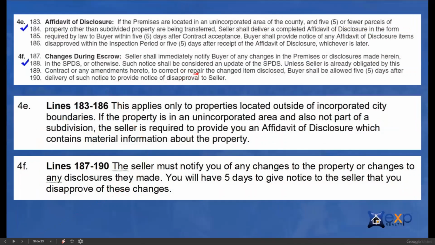Okay, the next section, 4E, is Affidavit of Disclosure. Simply put, this applies only to properties located outside of incorporated city boundaries. If the property is in an unincorporated area and also not part of a subdivision, the seller is required to provide you an affidavit of disclosure, which contains material information about the property.